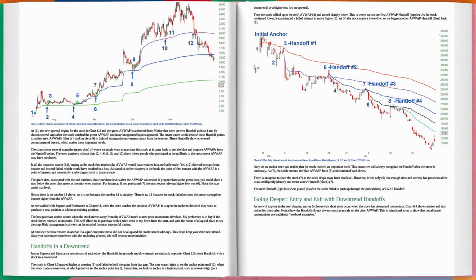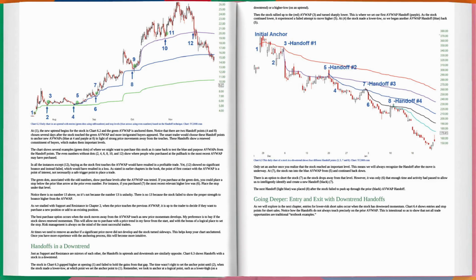Handoffs in a downtrend. Just as support and resistance are mirrors of each other, the handoffs in uptrends and downtrends are similarly opposite. Chart 6.3 shows handoffs with a stock in a downtrend. The stock in Chart 6.3 gapped higher at opening, 1, and failed to hold the gains from that gap. The time wasn't right to set the anchor point until 2, when the stock made a lower low, at which point we set the anchor point to 1.